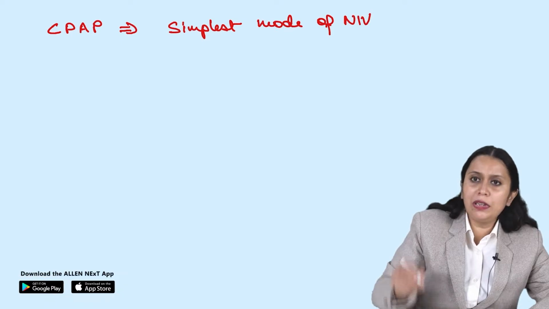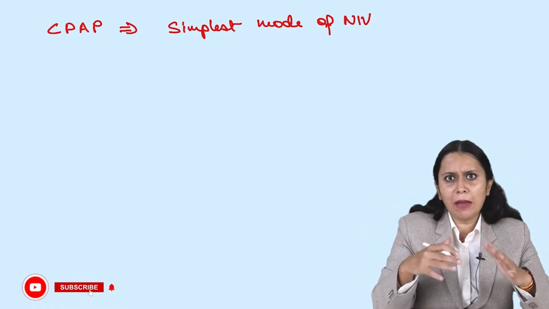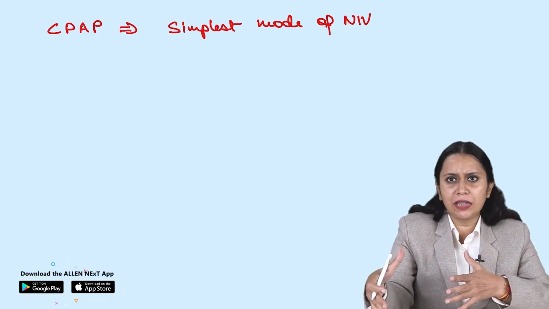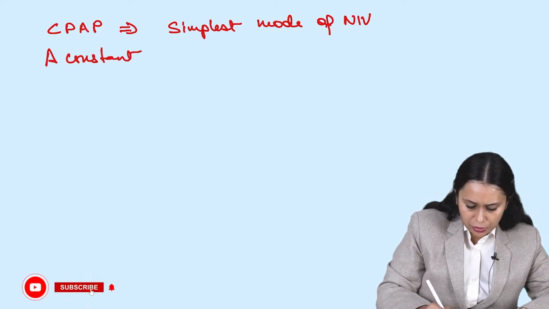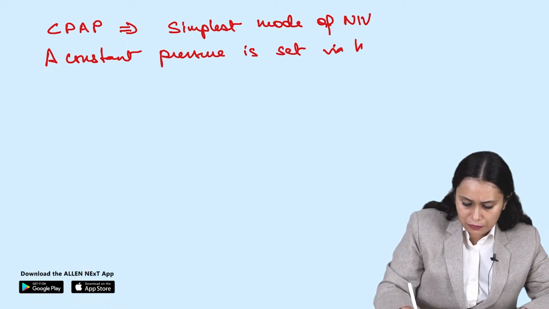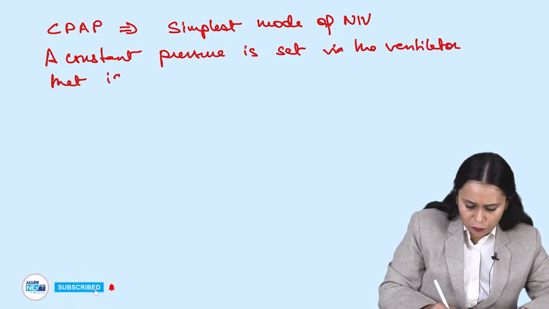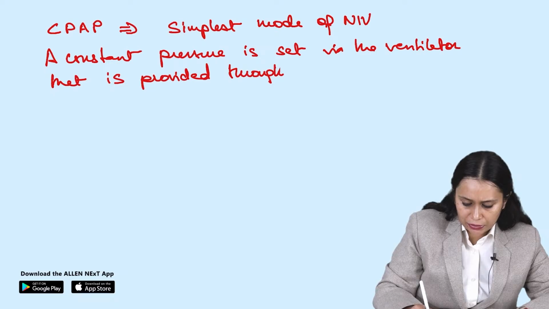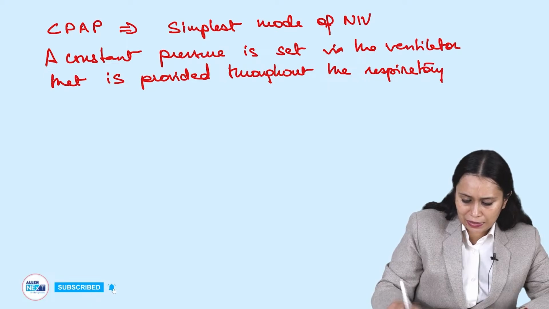In this mode, only a positive airway pressure is selected, right, a constant pressure. We select a CPAP pressure of 10 mm of Hg, and this 10 mm of Hg is a constant pressure throughout the respiratory cycle of the patient. So a constant pressure is set via the ventilator and provided throughout the respiratory cycle. Okay, so what exactly is it doing?